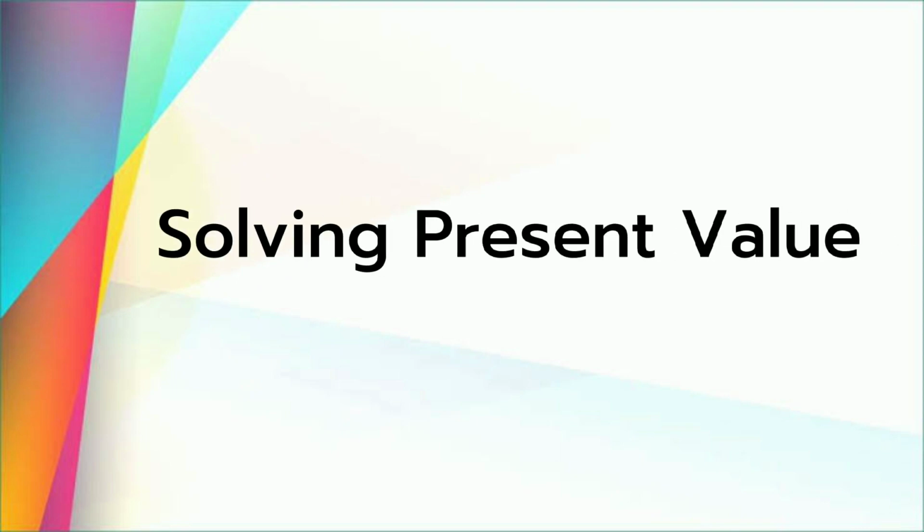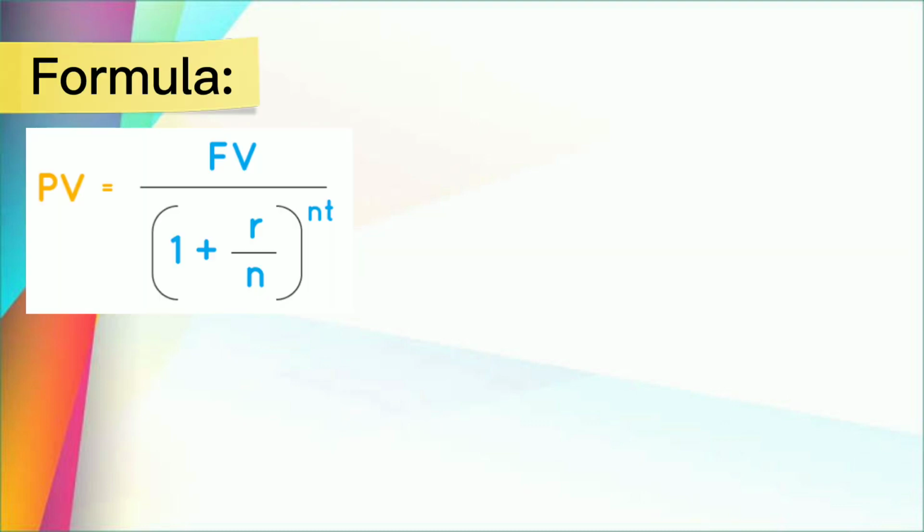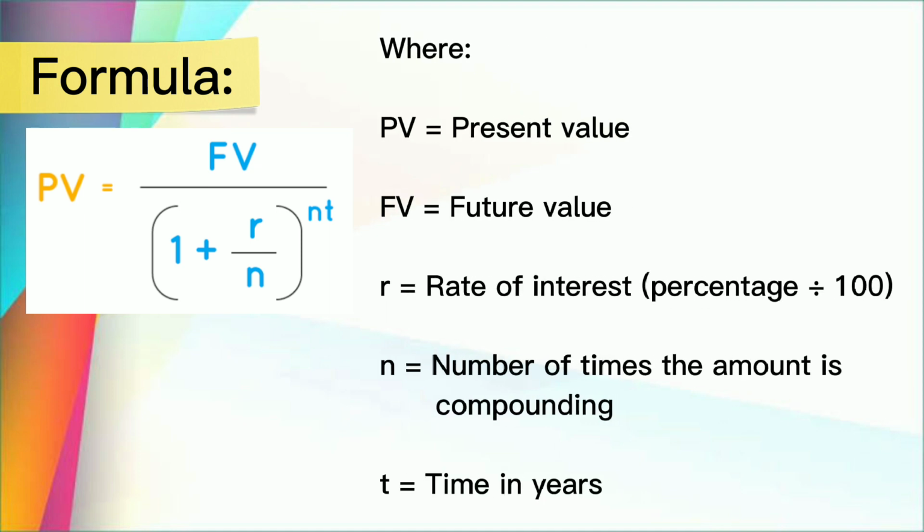So let's move to solving present value. How to solve present value? The formula for this is PV is equal to FV over the quantity of 1 plus R over N, raised to the power of N and T. PV stands for the present value. FV is the future value. R is the rate of interest, which is divided by 100. N is the number of times the amount is compounding. And T is the time in years.